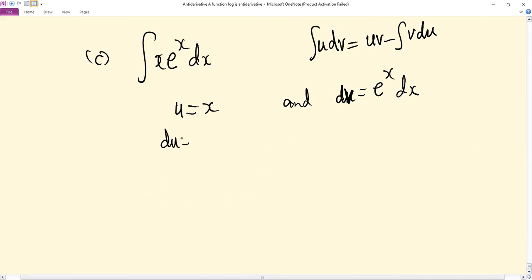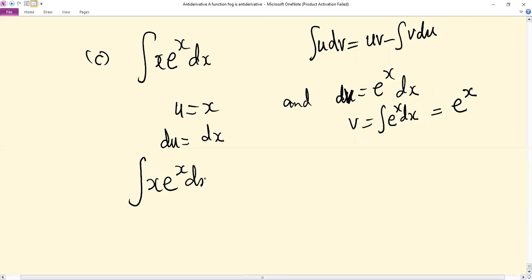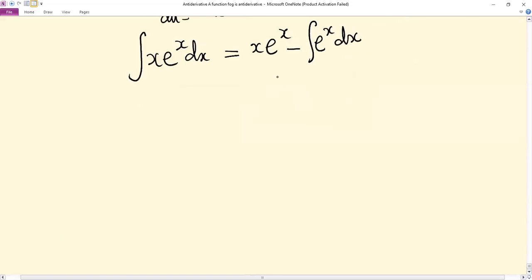So du will be dx and v is the integral of e raised power x dx. Integrating e raised power x, you get e raised power x. So integral x e raised power x dx will be uv, which is x e raised power x, minus integral of v du. So e raised power x, and du is dx. That will give us x e raised power x. Integrating this part, you'll also just get e raised power x, and then plus the constant of integration.